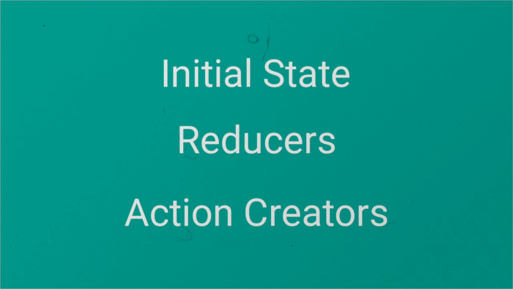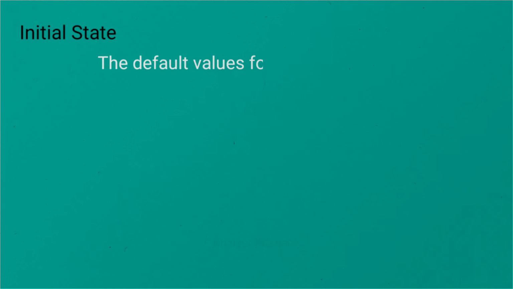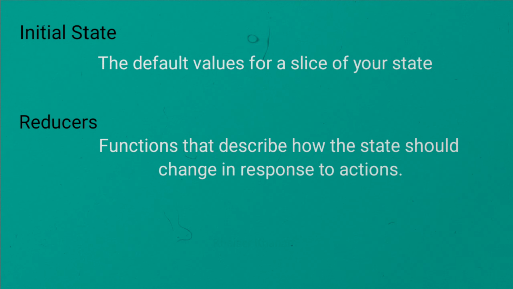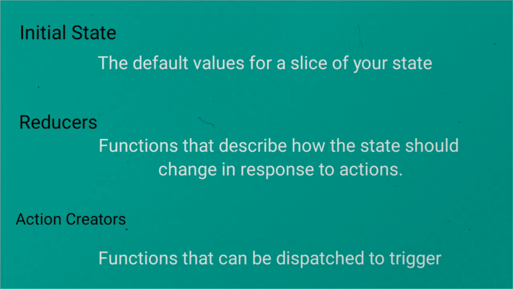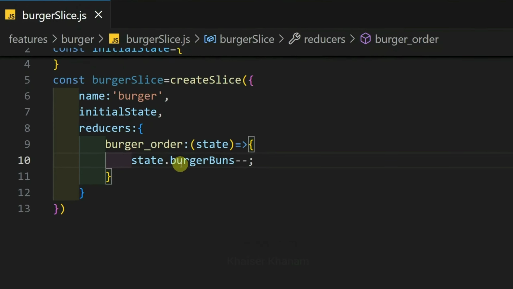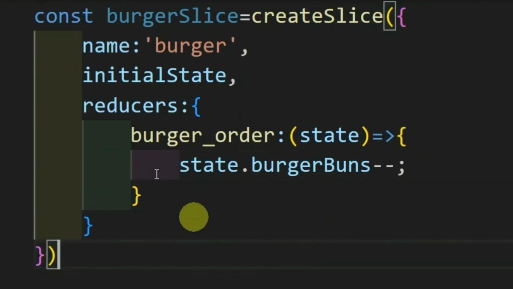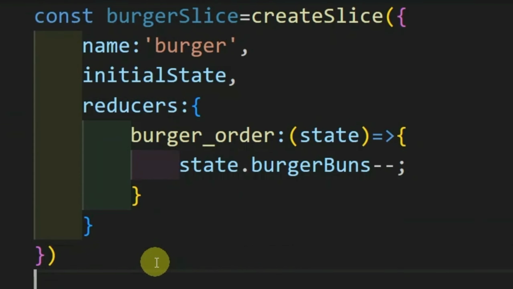So initial state will be having default values for a slice of the state, reducer functions describe how the state should change in response to actions, and action creators are functions that can be dispatched to trigger reducers. And this is the syntax of createSlice. Inside that, we are going to pass the name of the slice, then we will be passing initial state, and then finally we are going to pass reducers, inside which we are going to define action creators.